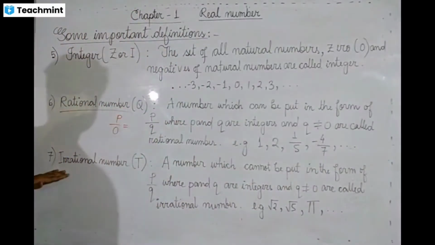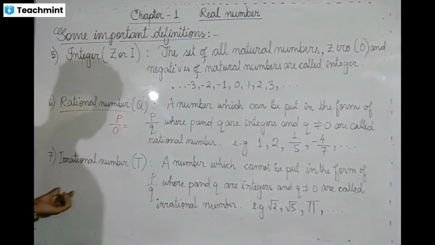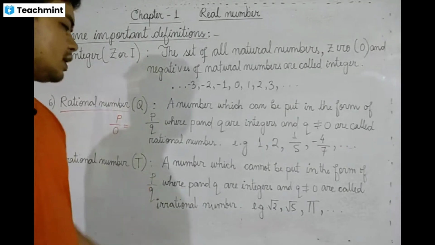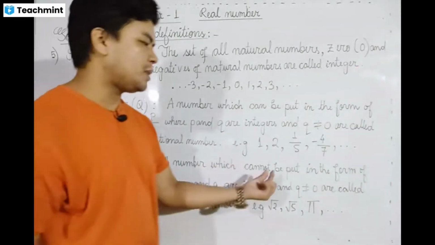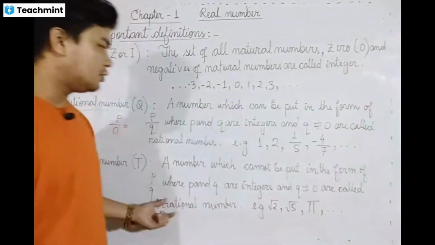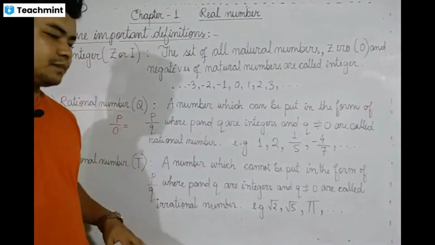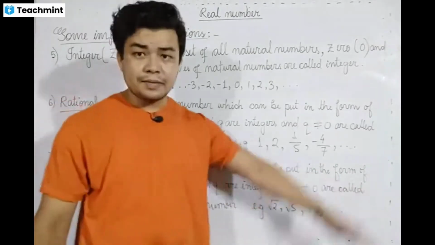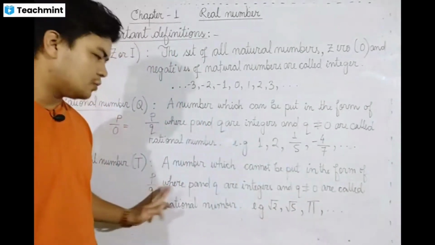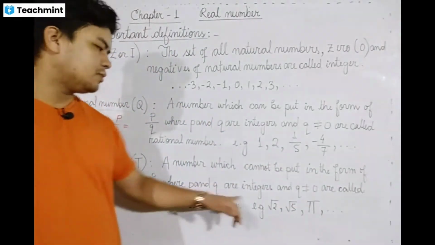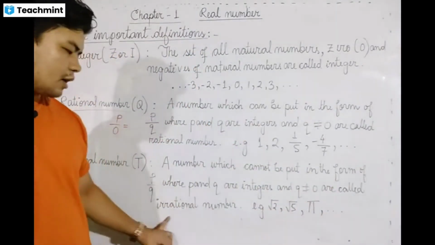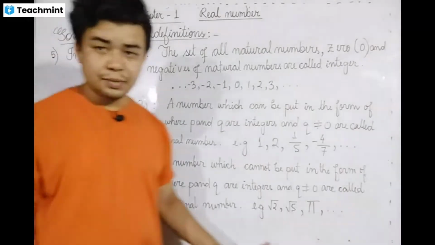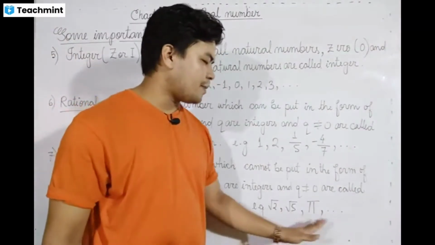Then next is the irrational number. Irrational numbers are denoted by capital letter T. Then what is an irrational number? Irrational numbers are the numbers which cannot be put in the form of p by q, where p and q are integers and q is not equal to 0. Examples: root over 2, root over 5, pi, etc.